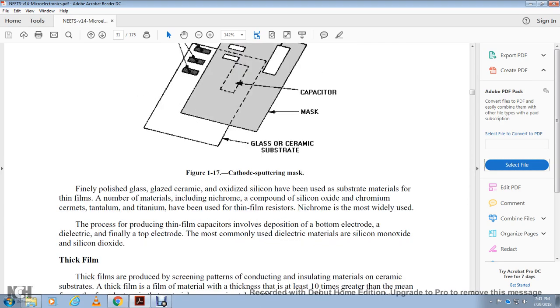Finely polished glass ceramic with silicon oxide has been used as the substrate material for the film. A number of materials, including nichrome, the compound silicon oxide with chromium, cermet, and titanium, have been used for this thin film.